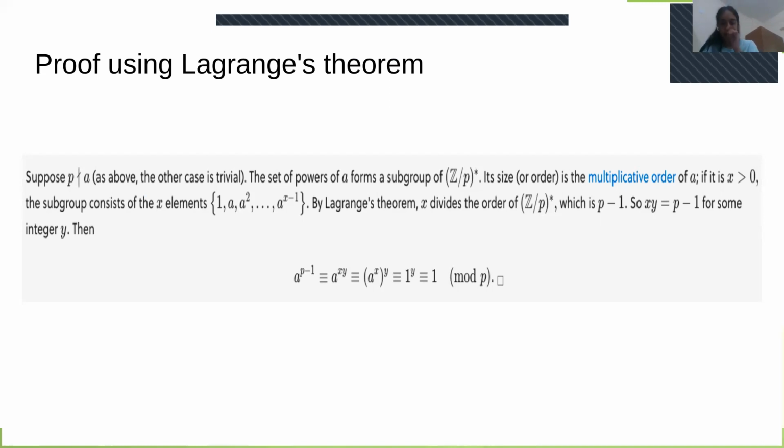Then A to the power P minus 1 is congruent to A raised to power xy, which is congruent to (A raised to x) whole raised to power y, which is congruent to 1 to the power y, which is congruent to 1 mod P.